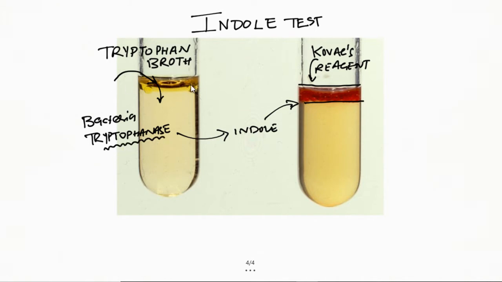Now, which are the bacteria which will give you this test positive? For example, Escherichia coli gives you indole test positive. But if bacteria does not have this tryptophanase enzyme, then no red color ring will be seen at the junction. For example, Klebsiella gives you indole test negative.